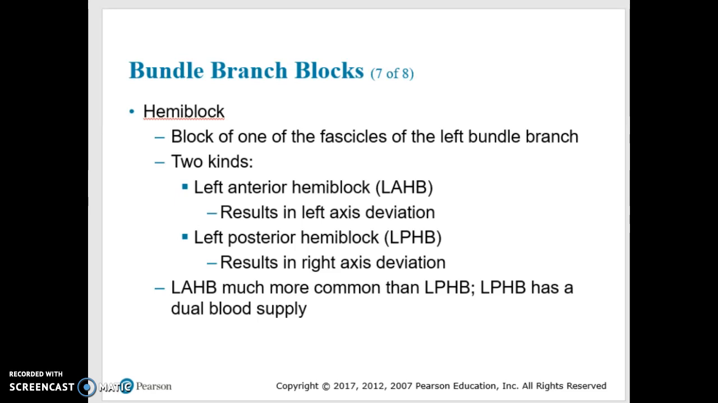So when we're determining what type of block we have, there's an algorithm that we're going to use. When you get to the end of that algorithm, we have to look at the axis deviation. If we get all the way to that end, to determine whether we have a left anterior hemiblock, we're going to look for that left axis deviation. If we have a left posterior hemiblock, we're going to look for that right axis deviation. If we don't have any axis deviation at all, then that would mean that you don't have a hemiblock, which we will go into further when we do our practice strips.